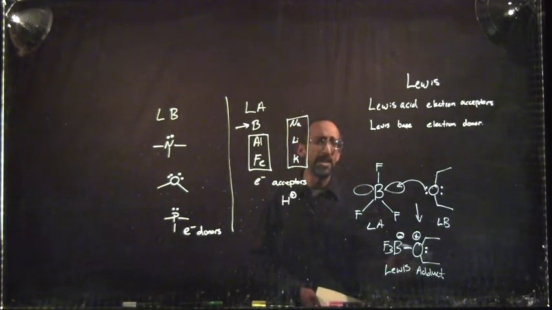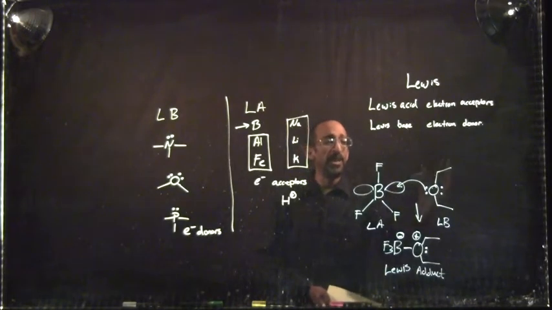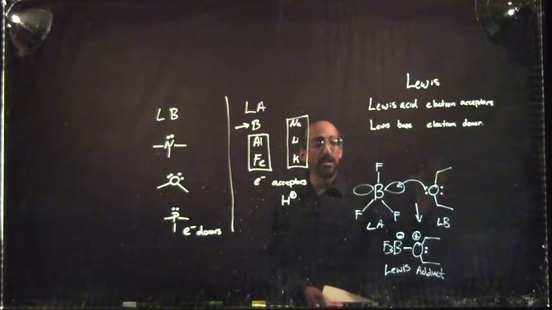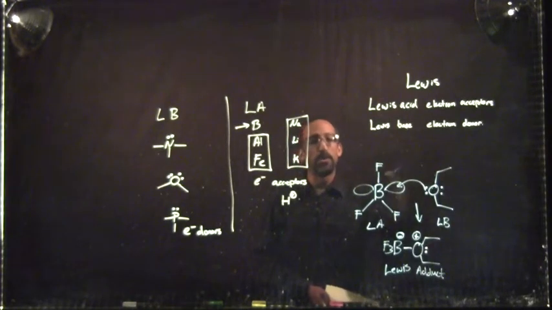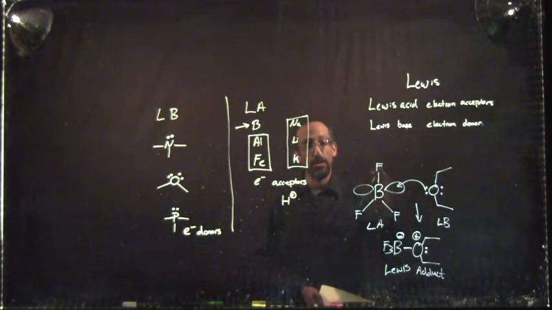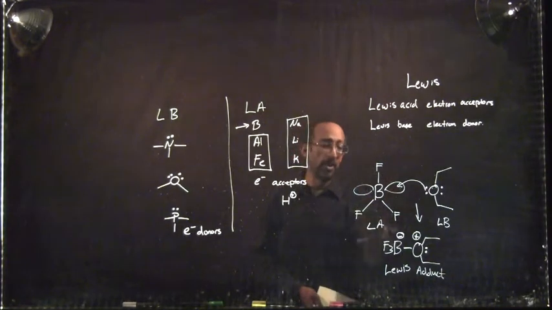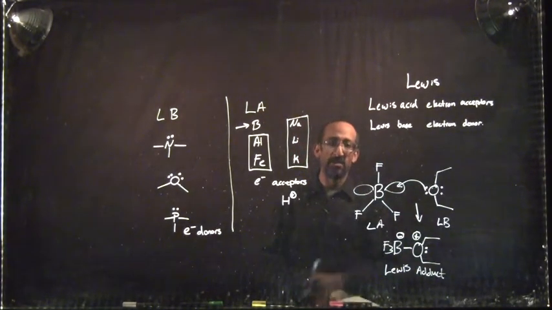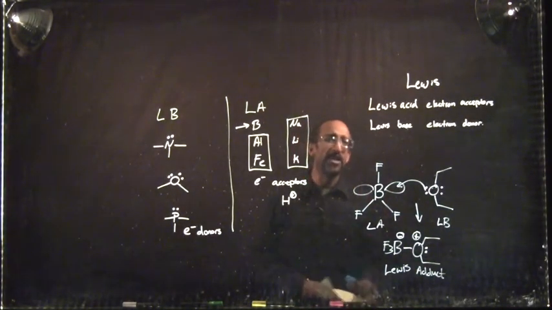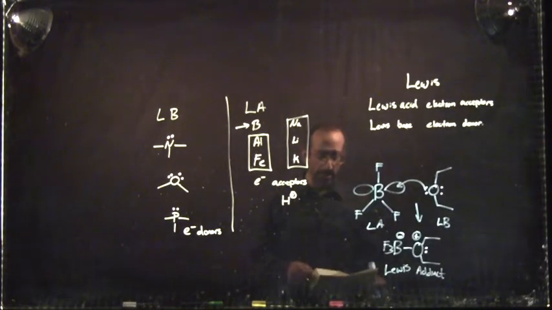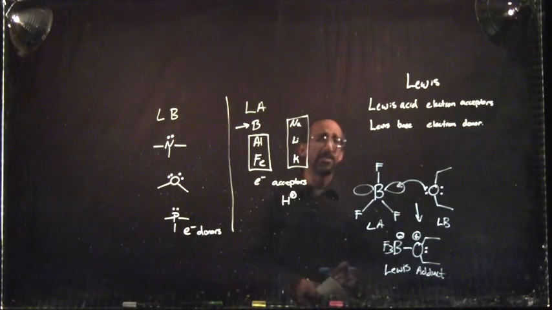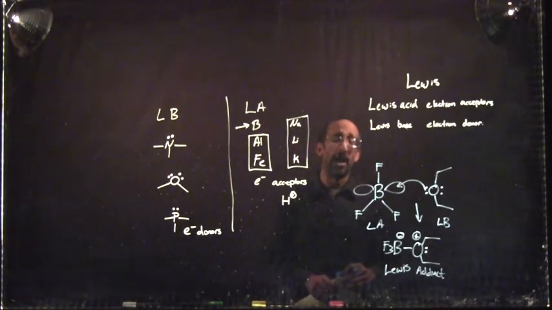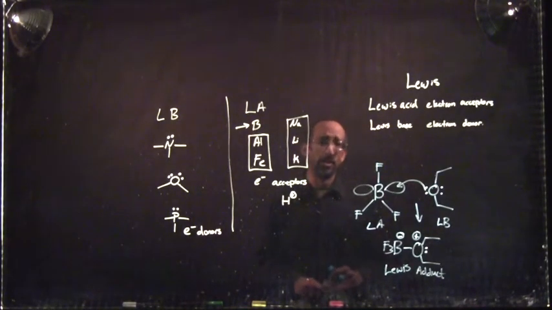Now, the example I've given has charges on both our Lewis acid and our Lewis base. That's not always going to be the case, but this process of some sort of a Lewis base, an electron donator, using one of its lone pairs to form a new bond with a Lewis acid, an electron acceptor, will always generate a Lewis adduct for us. That's really all I'm going to get into in terms of Lewis acid base theory.